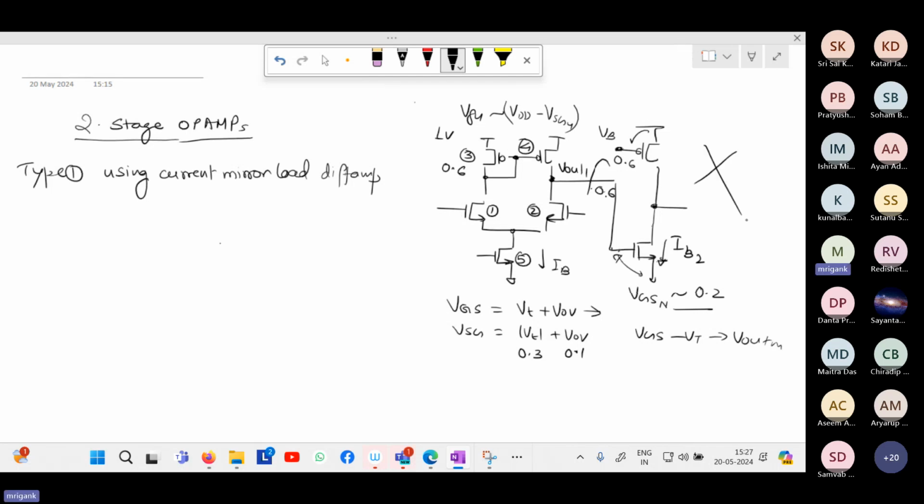Therefore, we will not go for this. So what we go for is a PMOS input device. Is this clear? Whatever I spoke is clear to everyone?